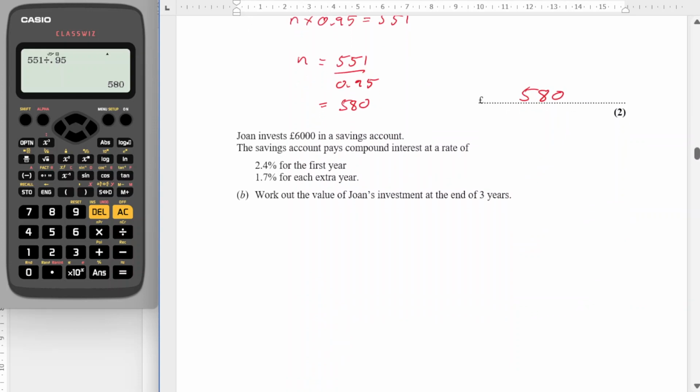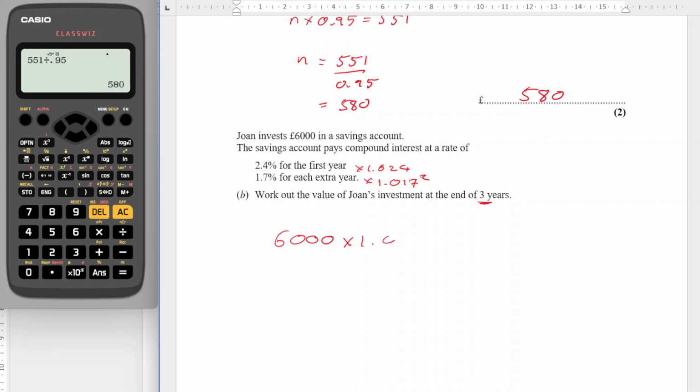Joan invests £6,000 in a savings account. The savings account pays compound interest at a rate of 2.4% for the first year, 1.7% for each extra year. Work out the value of Joan's investment at the end of 3 years. So we want to take the initial amount, we want to times it by this multiplier, so I'd call this 1.024, times by this multiplier, which would be 1.017, but we are applying that for 2 years, so that would be squared.